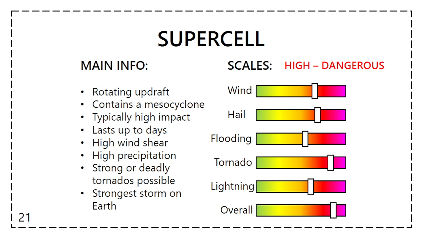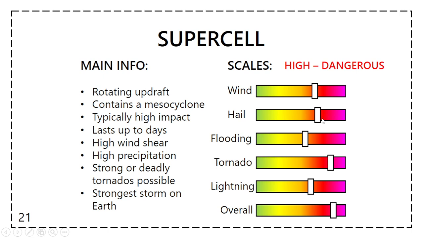Supercell, the mother of storms. This is usually described as the mother of storms. And the main feature, this is the main one, a rotating updraft. It contains a mesocyclone. A mesocyclone, remember, is a rotating column of air, a rotating updraft basically. So, typically high impact, lasts up to days. High wind shear, high precipitation, strong or deadly tornadoes possible, strongest storms on Earth. So really, these storms are really, really high. Nearly all of these are on red or even pink here.